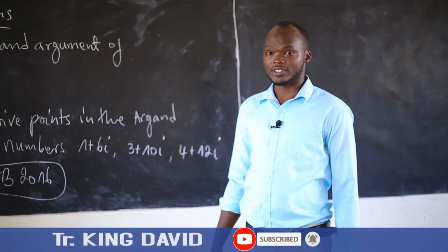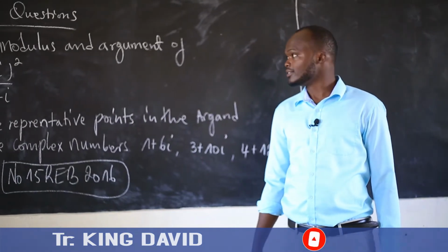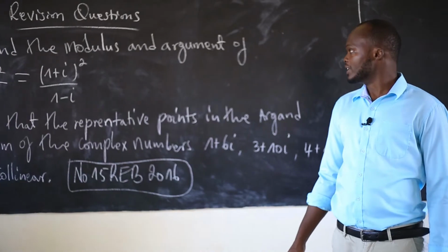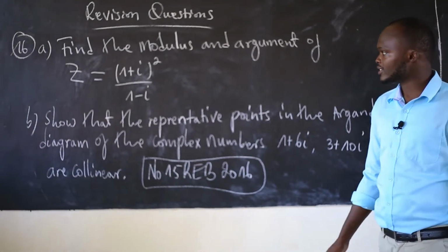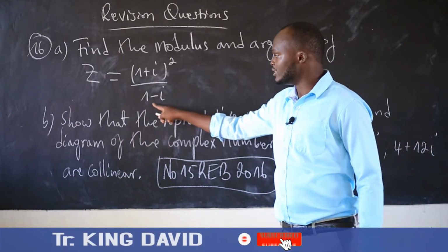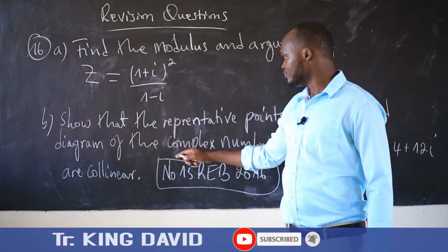We are still on revision questions about complex numbers. So we are on number 16. Number 16 says, find the modulus and argument of z, where z equals (1 plus i) squared divided by (1 minus i).